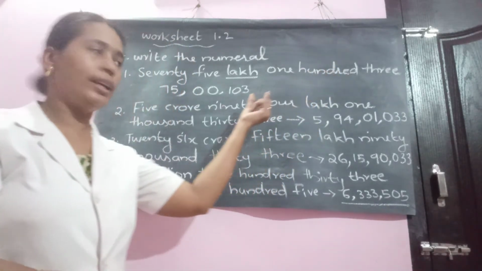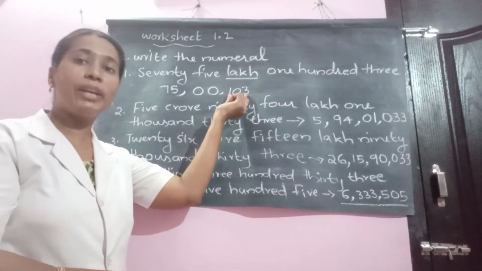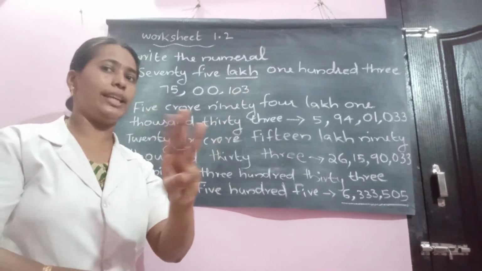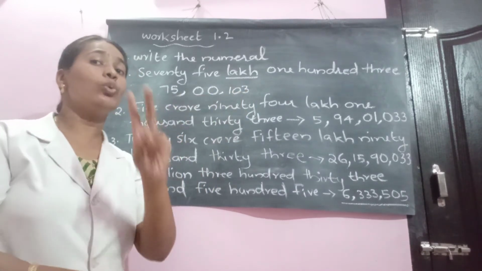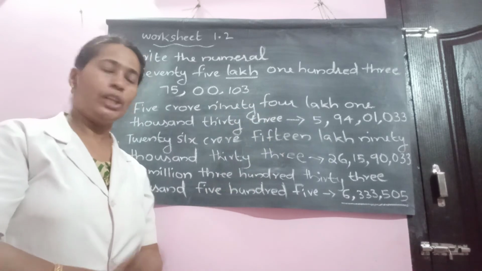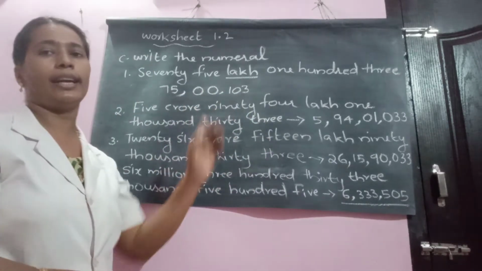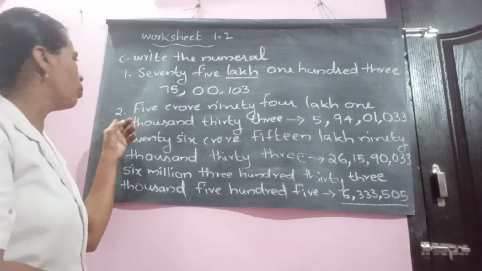The last one they have already given to you, 103. How do you write 103? This is the ones period. The ones period has 3 digits. The remaining periods have 2 digits. So, this is 75 lakh 103. Finished. Let us move to question number 2.